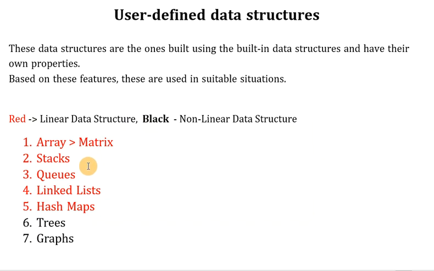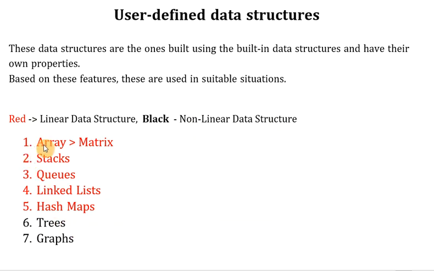I have marked these data structures in different colors here. The red color shows linear data structures and the black color shows non-linear data structures. What do linear and non-linear data structures mean? This is nothing but the way of organizing the data. If the data is organized in a linear sequence, it is called a linear data structure. If it is hierarchical, meaning there is some hierarchy or structure, it is called a non-linear data structure.